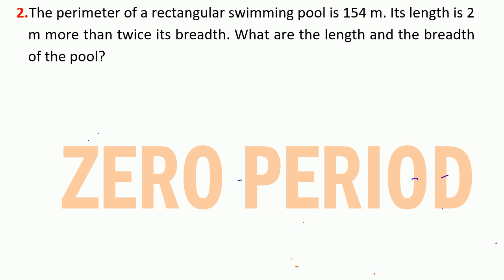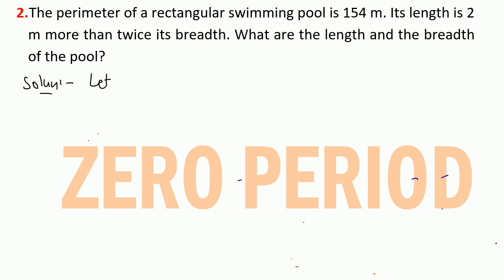Question number 2, the perimeter of a rectangular swimming pool is 154 meter. Its length is 2 meter more than twice its breadth. What are the length and breadth of the pool? So we need to assume at least one of the unknown things. The unknown things are length and breadth both. So let the breadth of the pool be x meter. Start your solution.